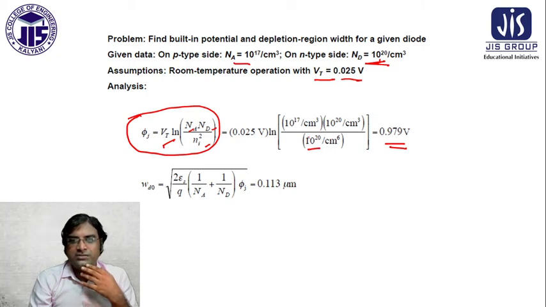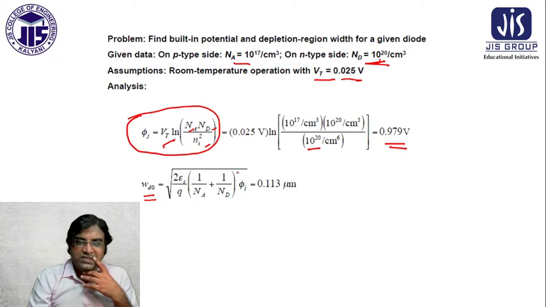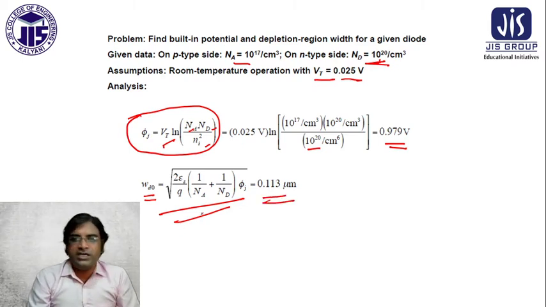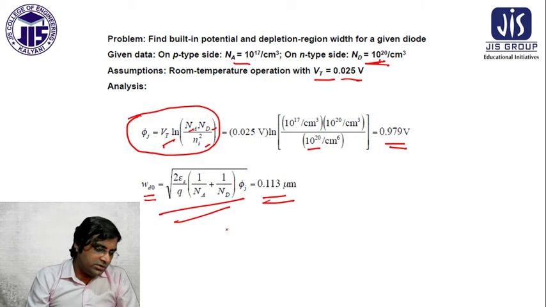We are always considering the maximum value. If it is 10 to the power 23, or greater than this value, then we can consider that, and like that we put in the values and determine these things. Then Wd we can calculate by using this particular equation, which is also very important. We put in all these values and determine that it equals 0.113 micrometer. So these things are represented in here.